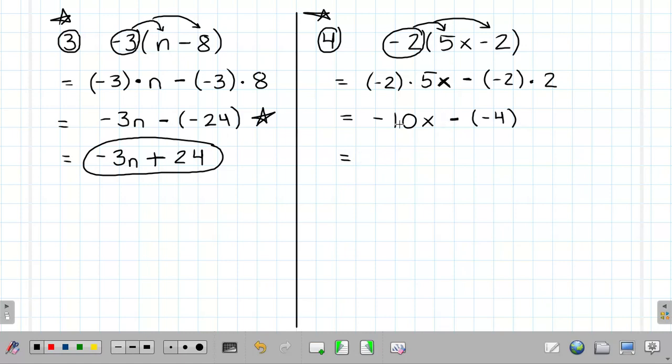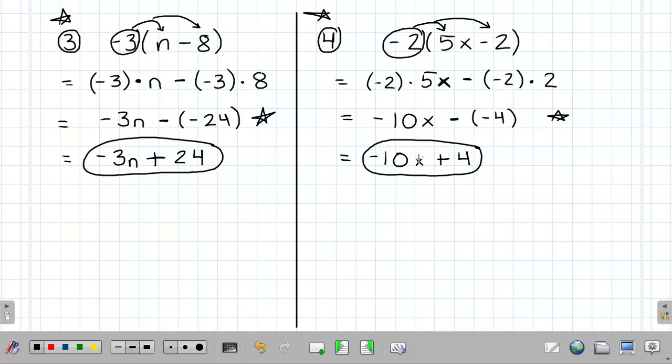So, once again, we have the same kind of deal here where we have negative 10x minus negative 4, which technically is correct. That's fine. But to have it in the simplest form possible, we would take this minus negative 4 and make it plus positive 4. So it's negative 10x plus 4 is our simplified version.